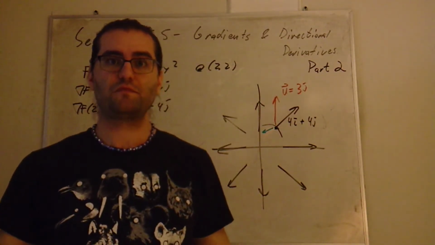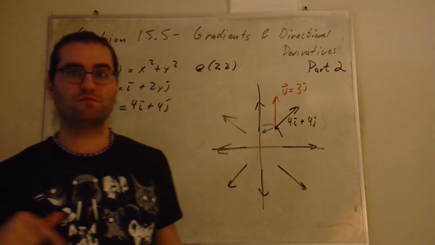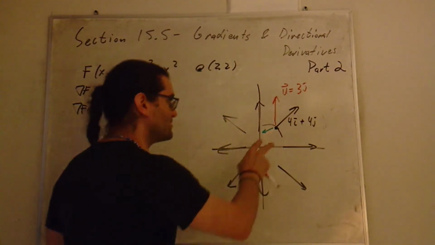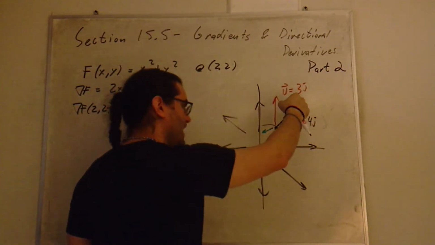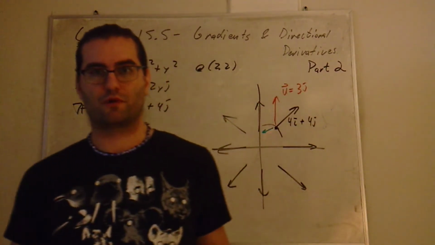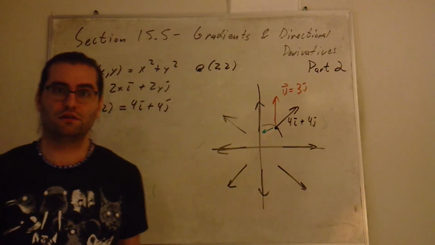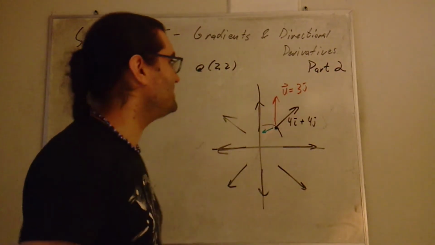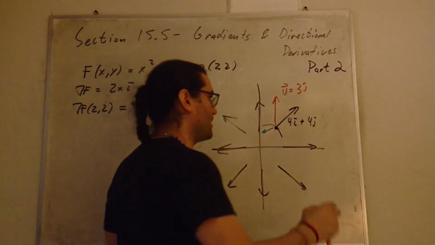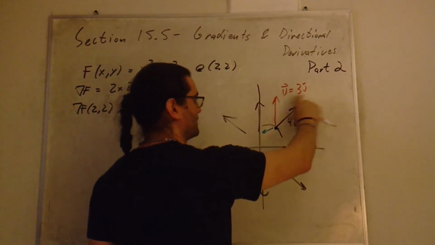Fortunately, we have a tool that will measure the same directionness of two vectors in such a way that it'll give us positive numbers when they're pointing in the same direction, negative numbers when they're pointing in opposite directions, and 0 when they're perpendicular. And that tool is the dot product. So the basic idea of directional derivatives is the dot product between the gradient at a point and a direction vector that you're moving in.